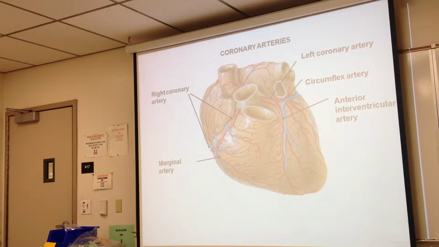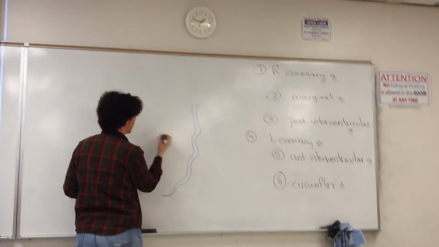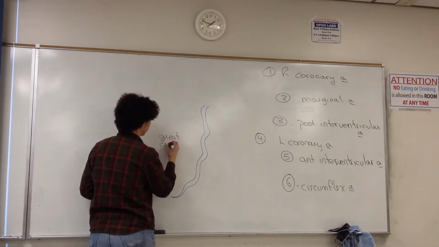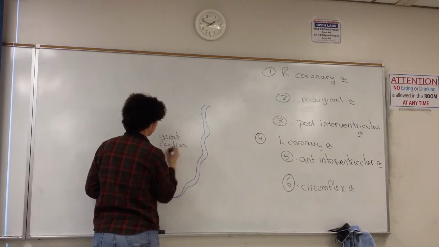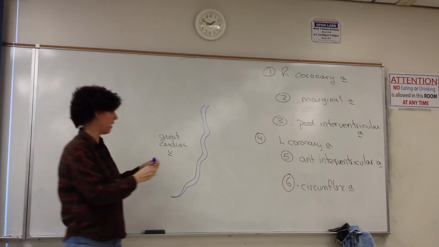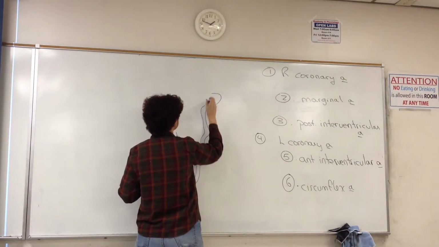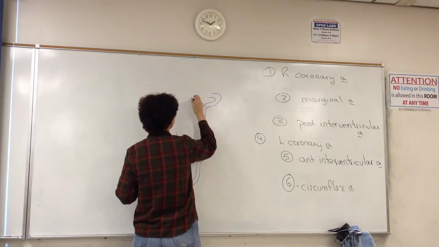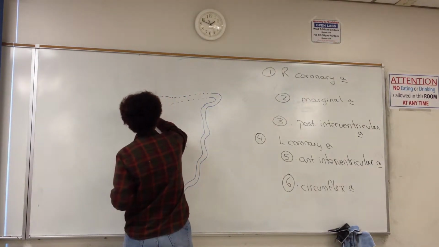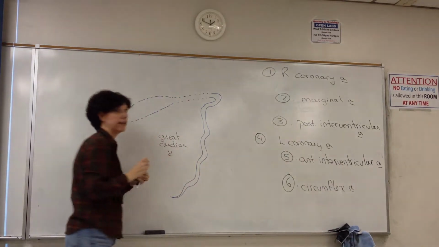So great cardiac vein travels through the anterior interventricular sulcus, makes a bend around the belt to the left side of the heart. So I'm going to draw that dotted line. And then dilates to form the coronary sinus.